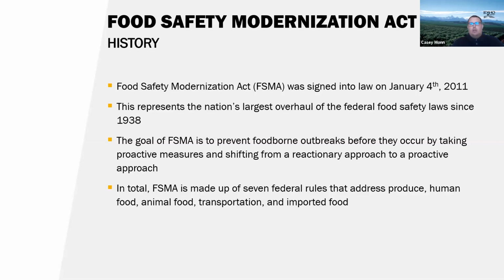We have the produce safety rule, which we're going to talk about today, but we also have manufacturing or human food, animal food, transportation, and imported food. There are a couple others, and we get into the agri-terrorism side of things as well. But today's main focus is primarily going to be on the produce safety rule. It's important to know when we talk about FSMA that there are other components that make up the Food Safety Modernization Act, and the Produce Safety Rule is just one of many moving parts. Next slide, Lou.